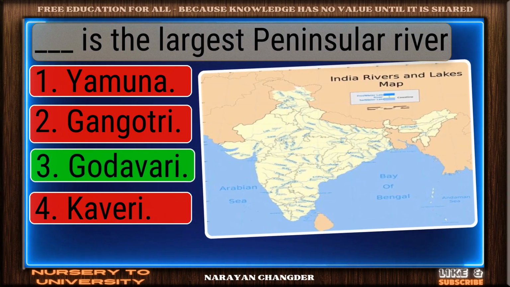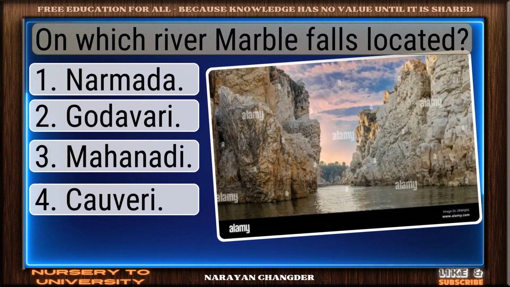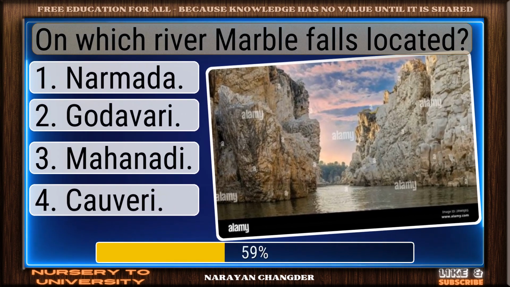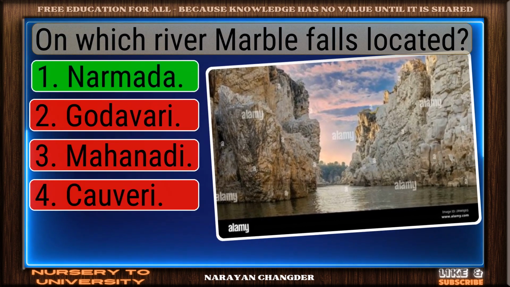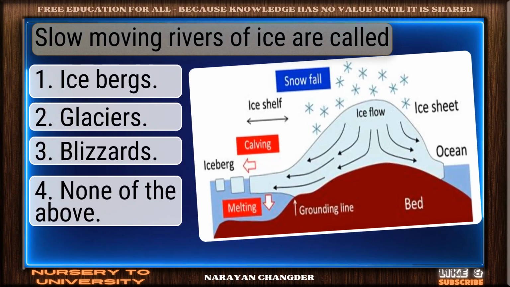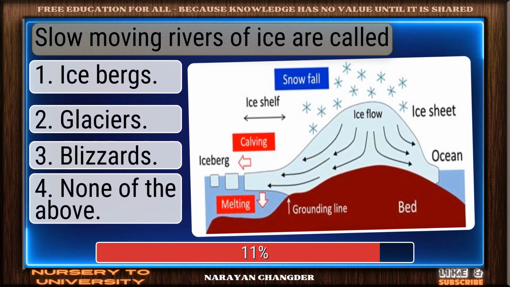Exactly. Godavari makes sense and it is the right choice. Question number 162. On which river Marble Falls located? Good job. Your answer, Narmada, works well here. Question number 163. Slow-moving rivers of ice are called?